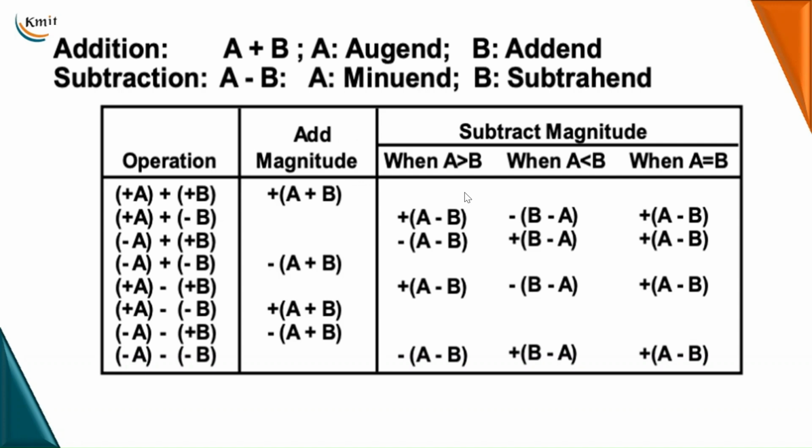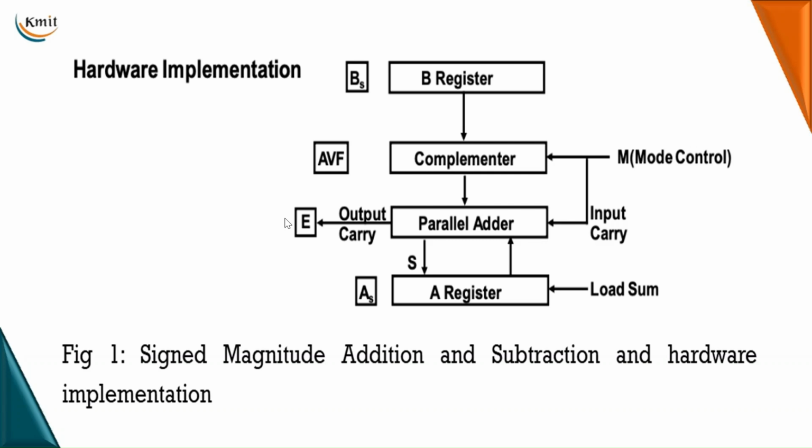In the previous class this table has been already discussed, where we come across the four different combinations of operands for addition as well as subtraction. So now we'll discuss its hardware implementation: how the hardware of your computer is internally organized in such a way that it can perform sign magnitude addition and subtraction operations. If you look at the hardware, it basically contains two registers A and B, which are used to store your operands. Operands in the sense they store only the magnitude part of your operands.